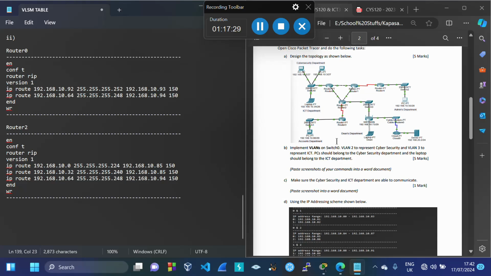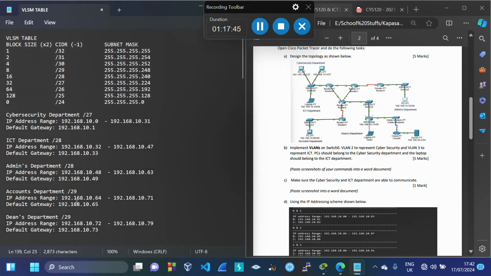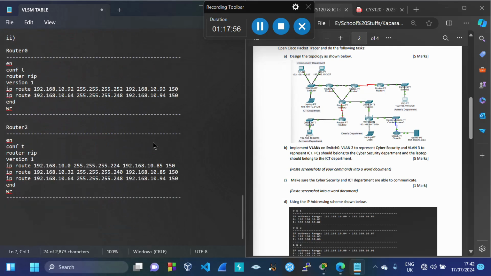Now the last thing we need to do is for this router to go to the accounts department. So what's the network and the mask for the accounts? The network address for the accounts, we are saying it's .64. Since it's a /29, the mask will be 248, like that. So network 64, mask 248.